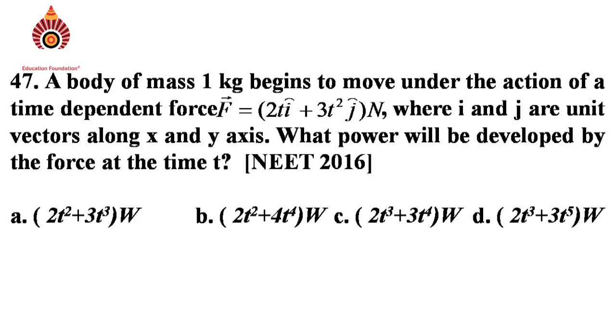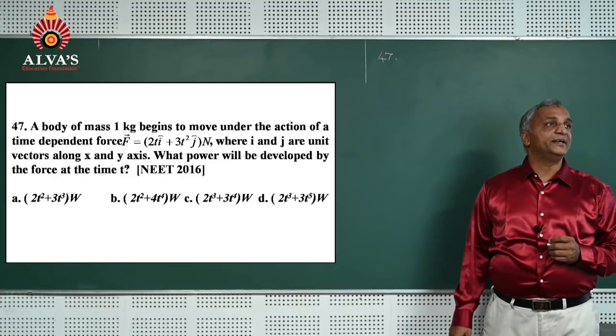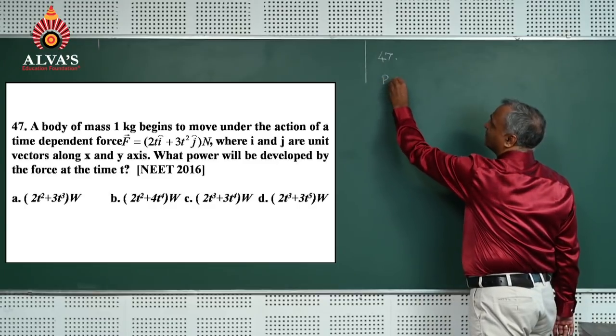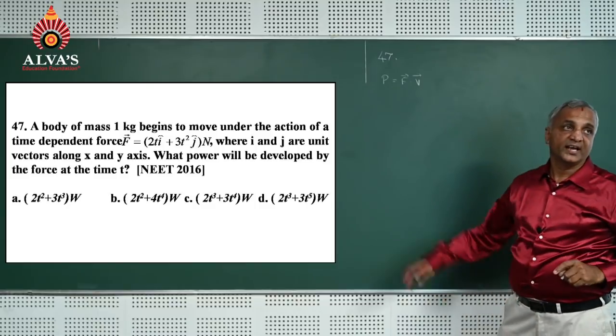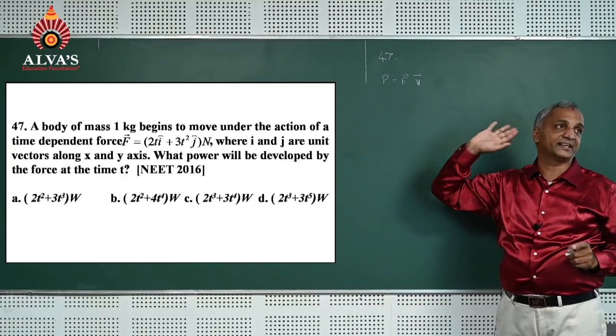Question number 47. A body of mass 1 kg begins to move under the action of time dependent force F is equal to 2t i cap plus 3t square j cap Newton, where i and j are unit vectors along x and y axis. What power will be developed by the force at the time t? So we know that power is equal to F dot V. F vector is given. Somehow I have to find out what this V vector is.